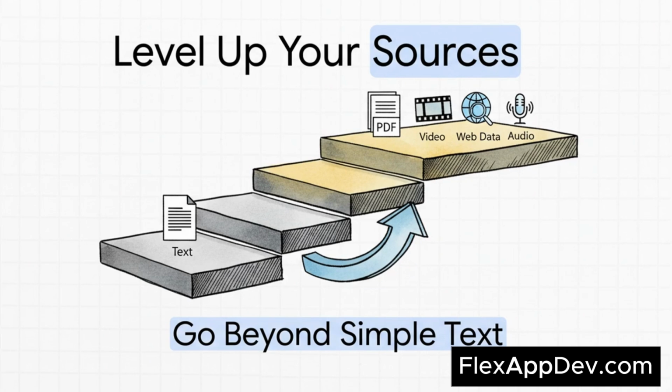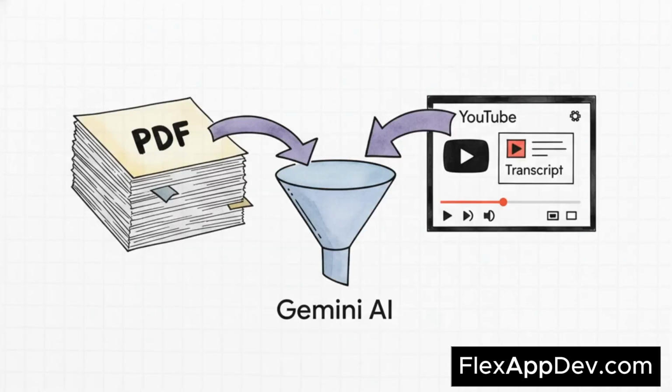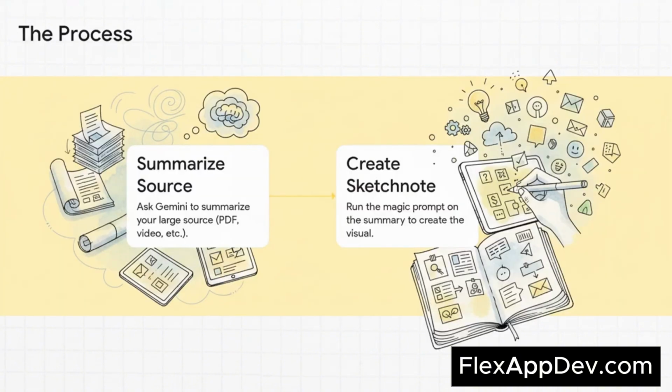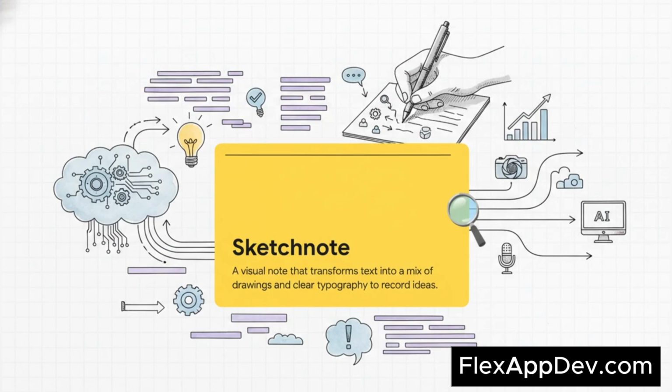You're not just limited to a simple chunk of text. Think bigger. You can throw in a huge PDF, a full YouTube video, even a long article. And the steps are pretty much the same. Ask for a summary first, then hit it with that magic prompt. What you get is a powerful one-page visual that makes tough info easy to grasp, right?